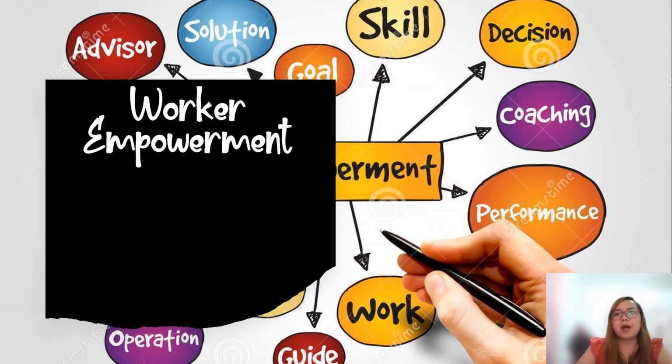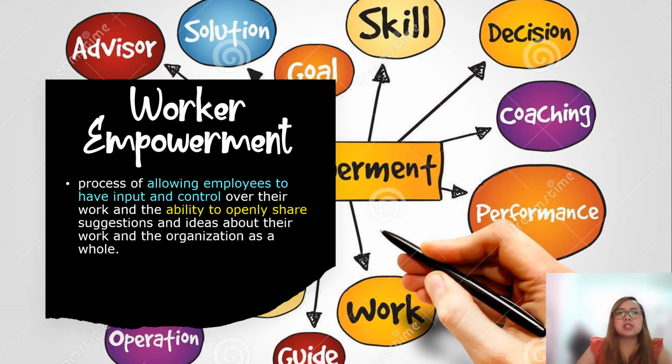Next is worker empowerment. This is a process of allowing employees to have an input and control over their work and the ability to openly share suggestions and ideas about their work and the organization as a whole. So as I mentioned a while ago, it's actually a positive motivation. It's making the person part of the team, or making them feel that they are part of the team. It's actually asking them for some inputs, and they might feel better about it.